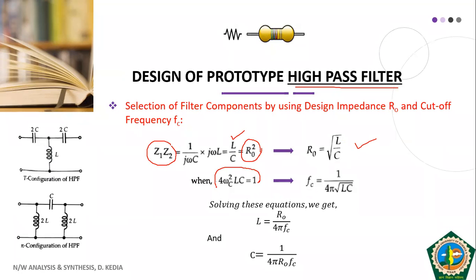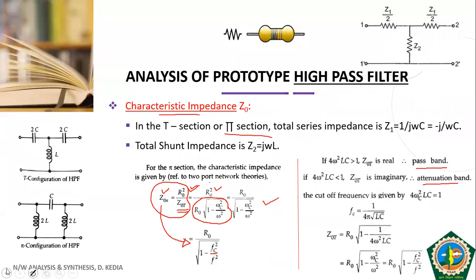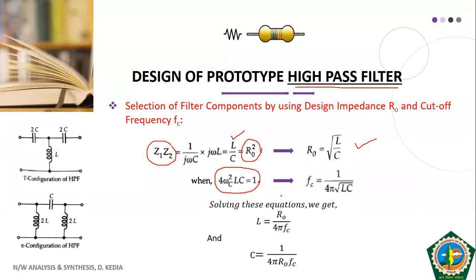Similarly, this is the cutoff frequency expression which demarcates your pass band and stop band. If you remember, this was the case here for omega square LC equal to 1. This gives us the cutoff frequency. So the same we have reproduced here. From here we obtain the cutoff frequency. This cutoff frequency is obviously different from the one obtained in the low pass filter.